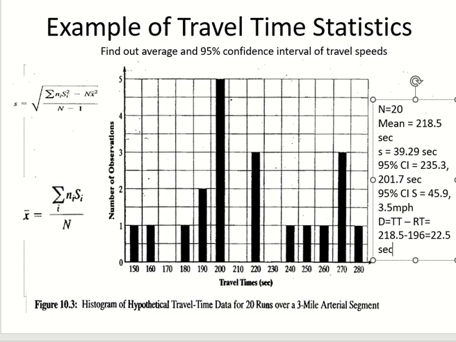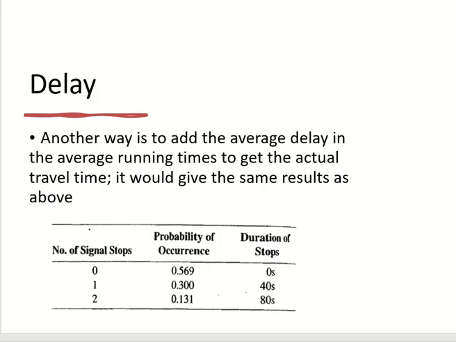Okay. What we just did now was calculating the delay using the running time and the travel time. There's another way to calculate the delay using the chance of delay, the probability of delay. You see 3 columns here. Let's say on a highway we have 2 signals. The average stopping time on a signal is 40 seconds. So if somebody stops at one signal, their average delay will be 40. If somebody stops at 2 signals, their average delay will be 80 seconds.